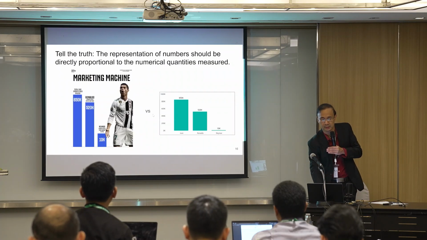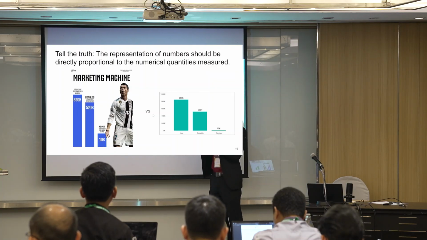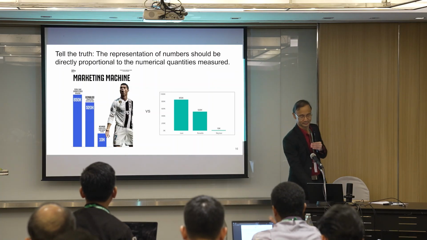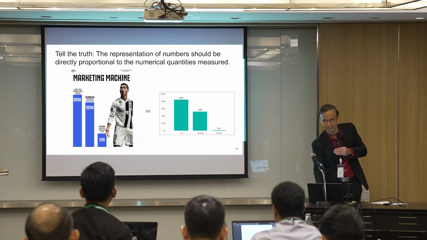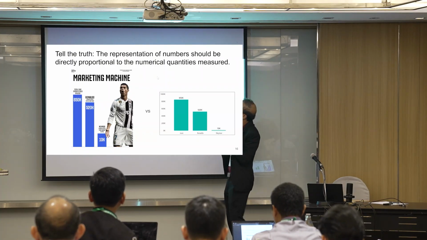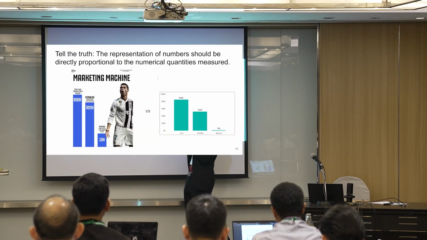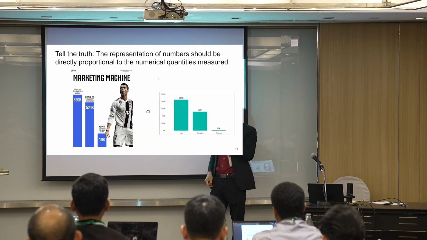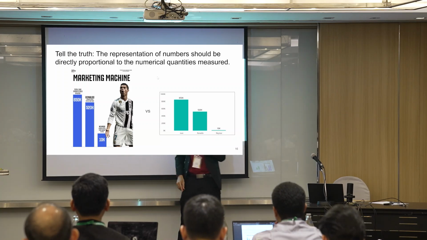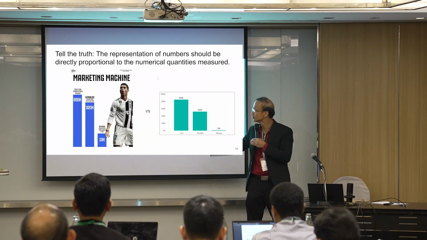guidelines, right? For example, I think everyone knows this. Okay, what's wrong with this picture? This is about telling the truth. The numbers should be directly proportional to the numerical quantities measured. What's wrong with this picture? Yeah, everyone knows this guy, right? Ronaldo. What's wrong?